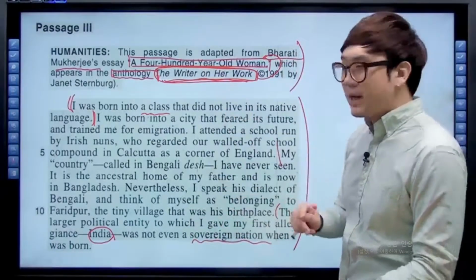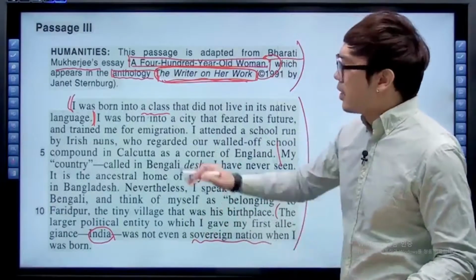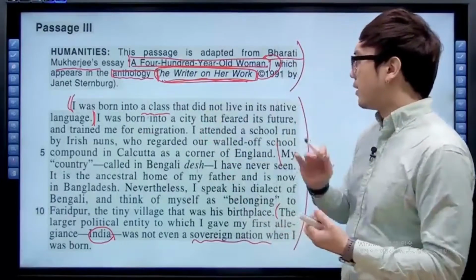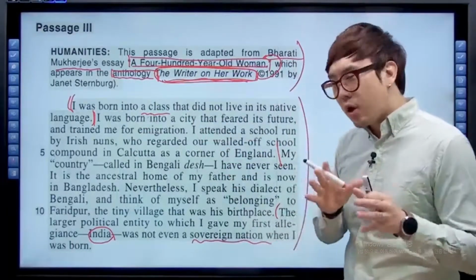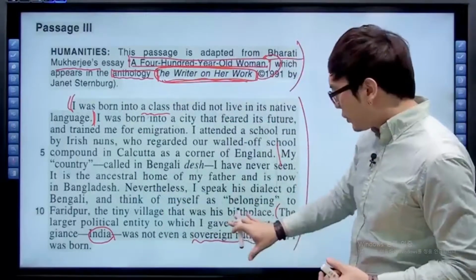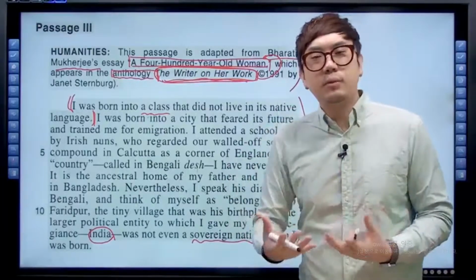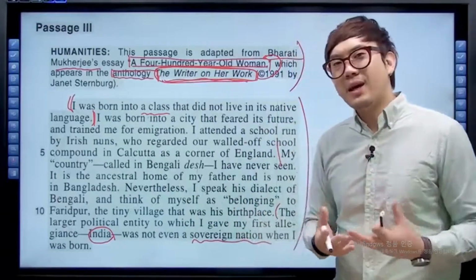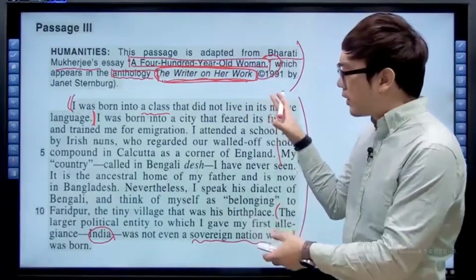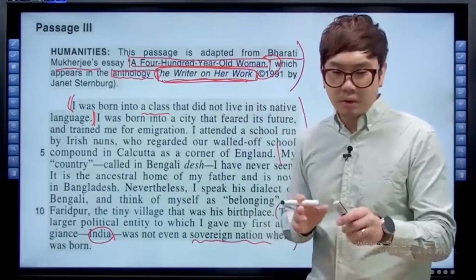So anyways, that's the idea first that you can get from reading the introductory part of the passage. You know that she was born into a class, didn't even live in its native language, and you know that she was living somewhere in the Indian region, right? Where she gave her first allegiance to the political entity, which was India, and India was not even a sovereign nation back then. So you get a whole picture, or at least a very good picture, of where she's from and what kind of person she is, right?